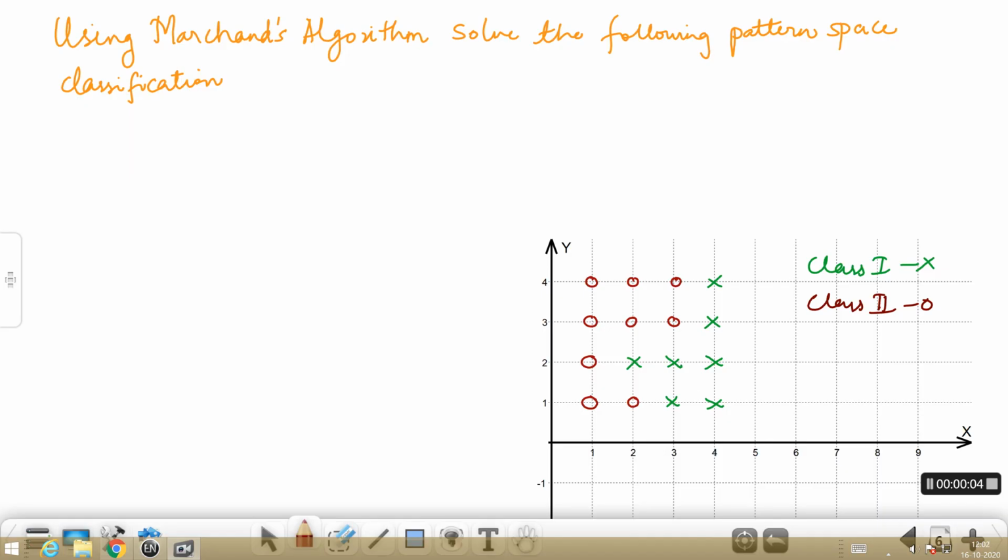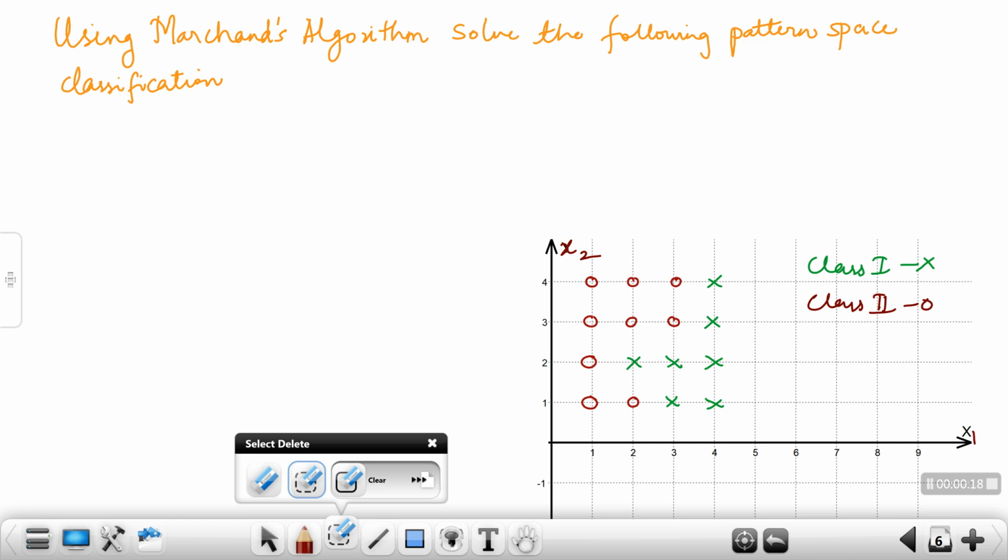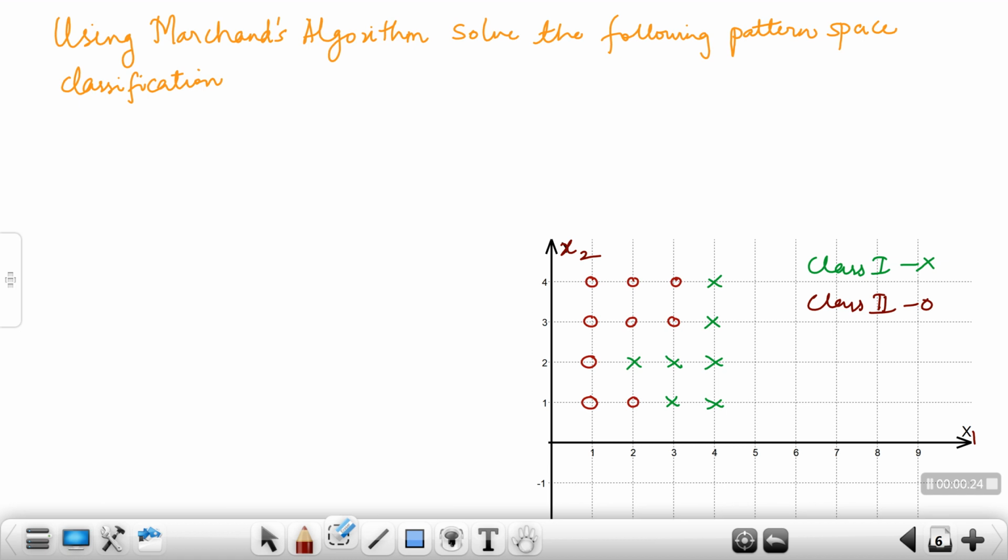So we are given the question: using Marchand's algorithm, solve the following pattern space classification. We are given the pattern space x1, x2, and the patterns are shown here. There are patterns from two classes, x and zeros. We need to use Marchand's algorithm in order to classify these particular patterns.